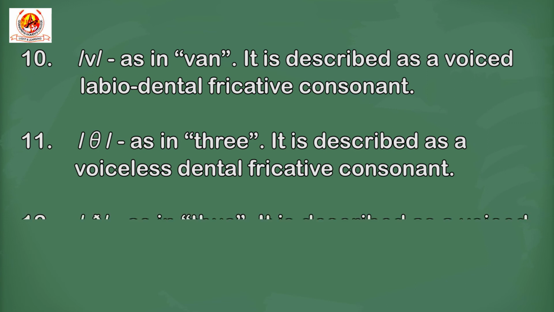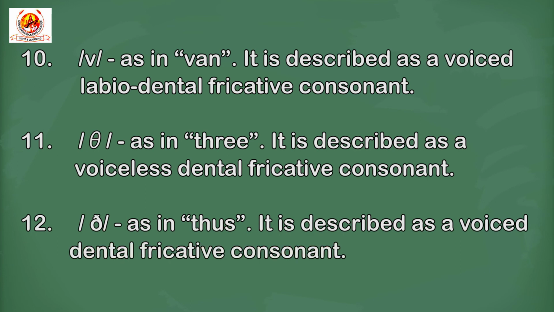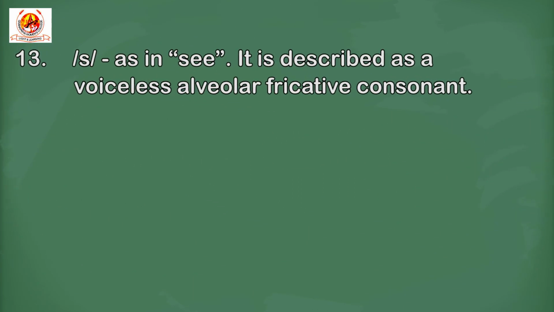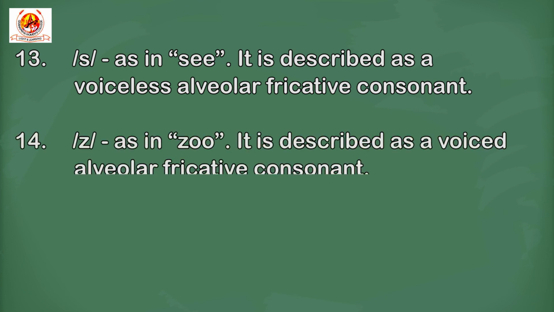The 12th is the voiced Th, as in thus. It is described as a voiced dental fricative consonant. The 13th consonant is the S sound, as in see. It is described as a voiceless alveolar fricative consonant. The 14th consonant is the Z sound, as in zoo. It is described as a voiced alveolar fricative consonant.